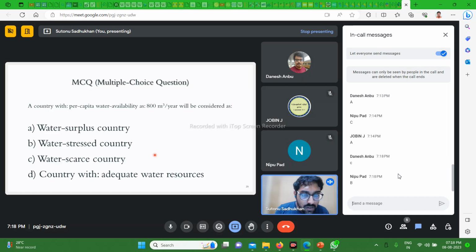Okay. I believe Nipu has given answer C. You changed it to B, right? For this problem, we have given option B. Danesh and Lawrence have said option C, and Jobin is saying it is B. Okay, as no other problem is there, we will move on to the solution.